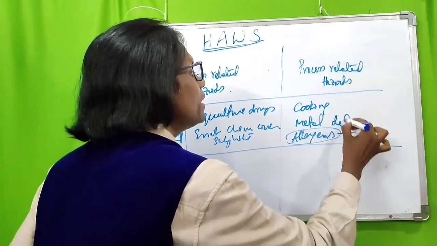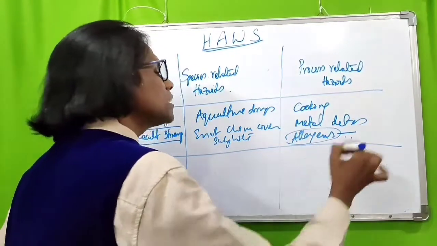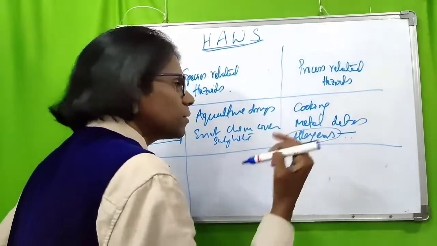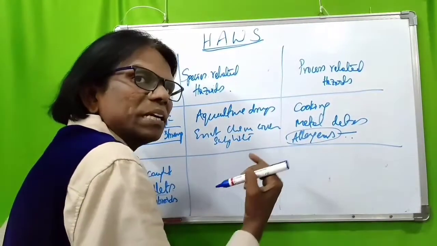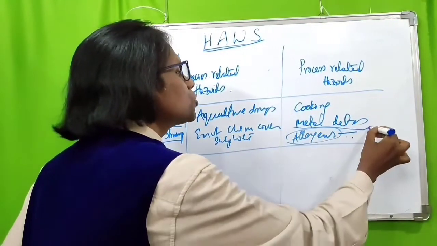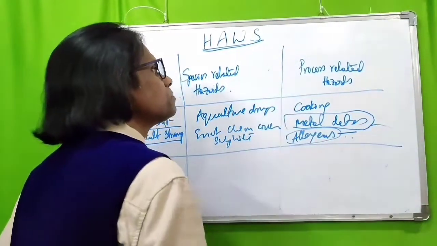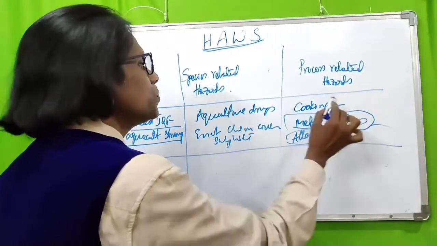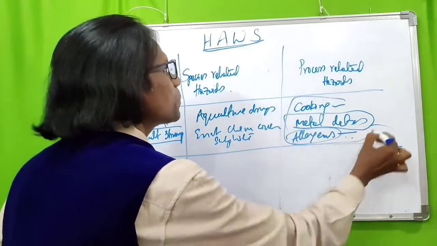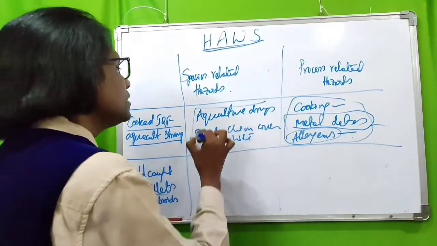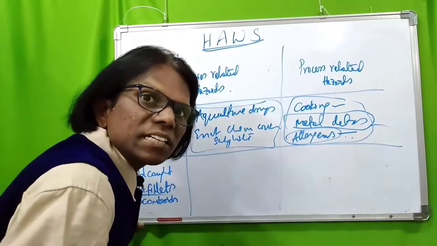Then metal detection, why is it a process related hazard? Because we are using equipment for cooking, the equipments are metal belts, so possible contamination, the likelihood of occurrence of contamination by metals will be more. And the cooking also, the product is not intended to be eaten raw. So these three are process related hazards, and these are the species related hazards.